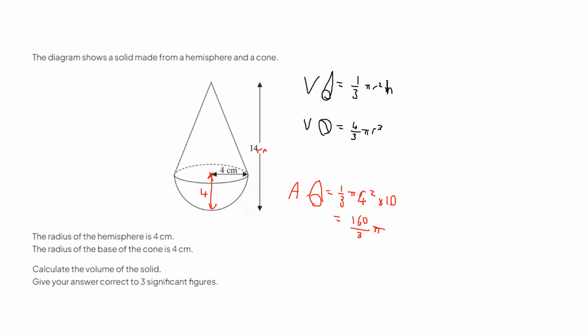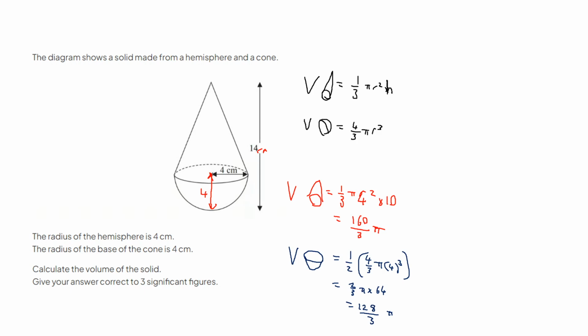Now, the volume of, sorry, this is area, I meant the volume. The volume of a hemisphere is going to be 1/2 times 4/3 pi times 4 cubed. Okay? And so what we're left with is 2/3 pi times 64. And so what we're left with is 128/3 pi. Now we can add up the total.